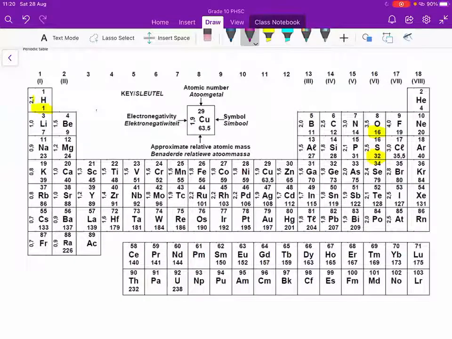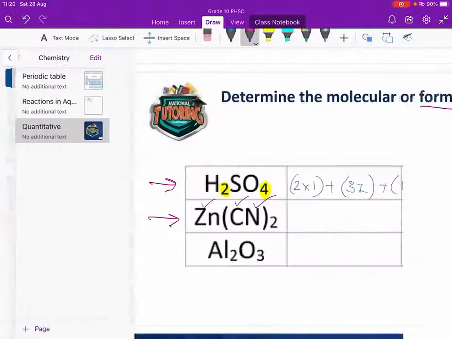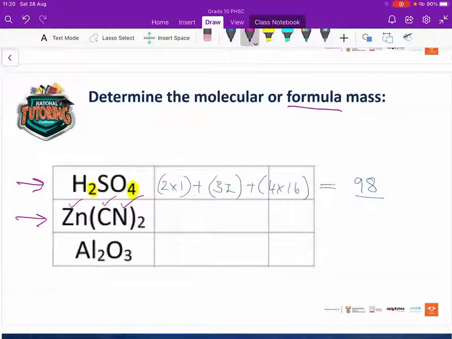Zinc is over here. It has a formula mass of 65. Carbon has a formula mass of 12, and N has a formula mass of 14. So that's where I'm getting the numbers from. Now we're going to work it out. And now look at this formula. It's a little bit complicated. There's Zn and there's brackets with the CN. So that means there's two C's and there's two N's. Okay. So when I'm working out my zinc, I have 65, only one 65.